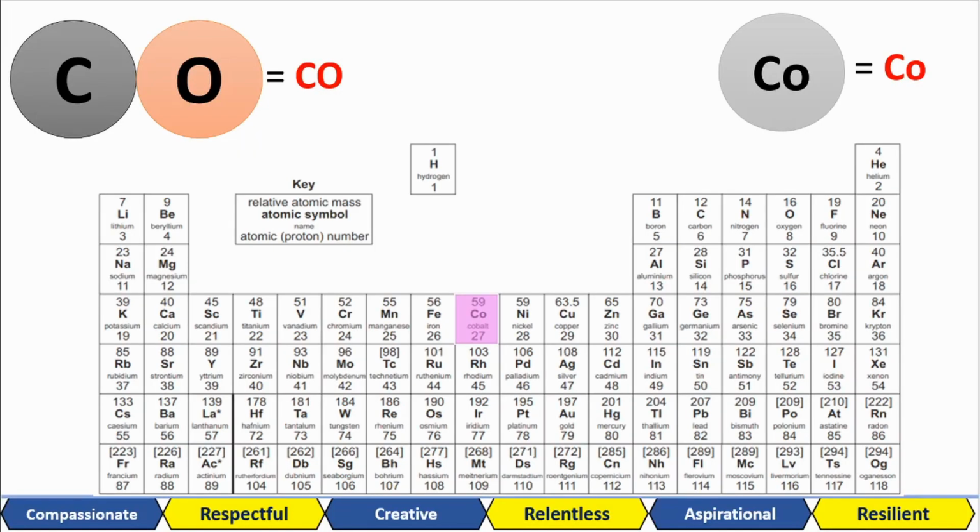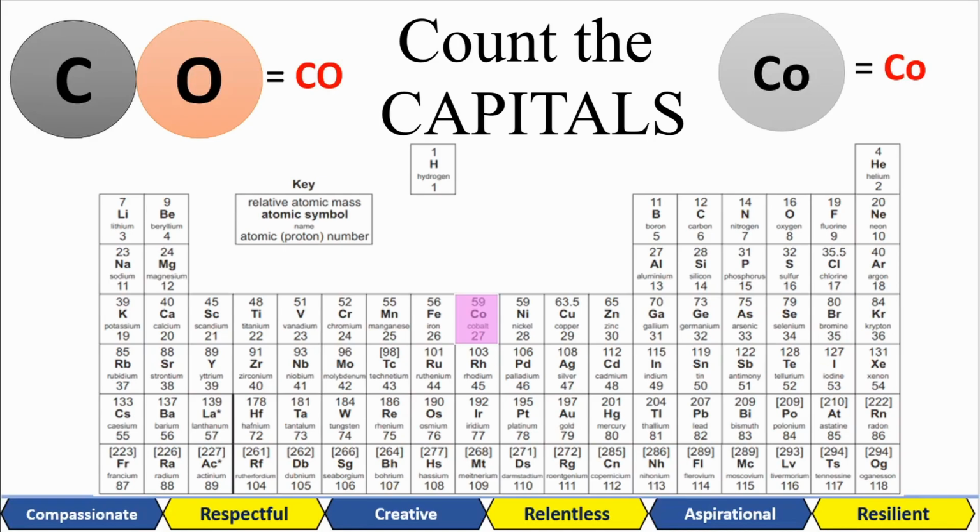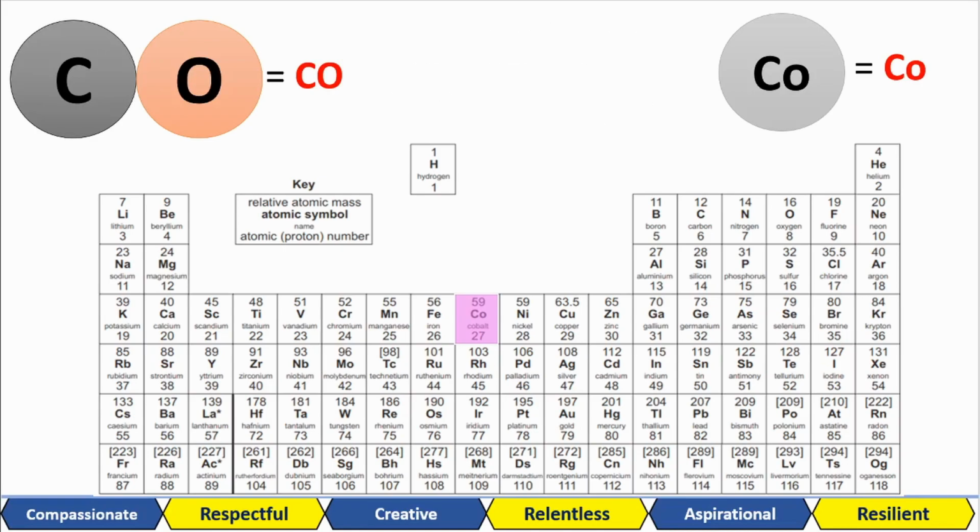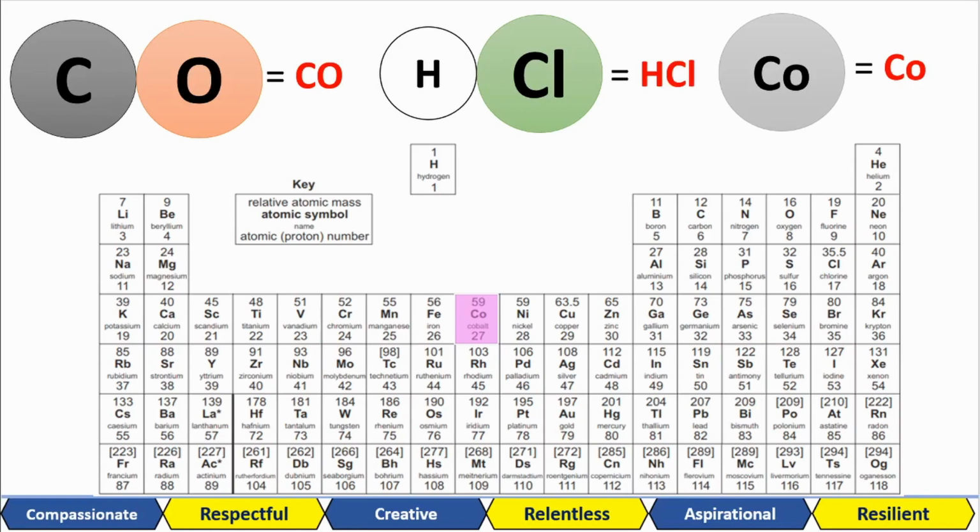Well, you just need to count the number of capital letters that you have. Let's add hydrogen chloride here, or hydrochloric acid. The symbol is HCl. We have two capital letters here, H for hydrogen and the C for the start of the Cl for chlorine. That tells us that we have two separate elements here. Any element like chlorine and cobalt that has two letters always has the second letter in lowercase. So just by counting the number of uppercase letters you've got, you can tell the number of elements that you have.